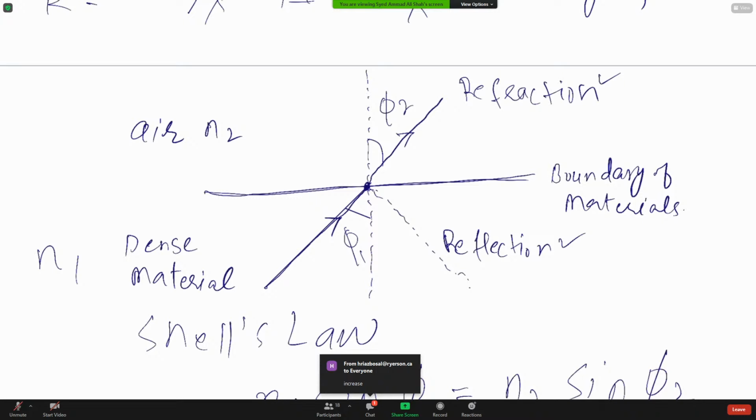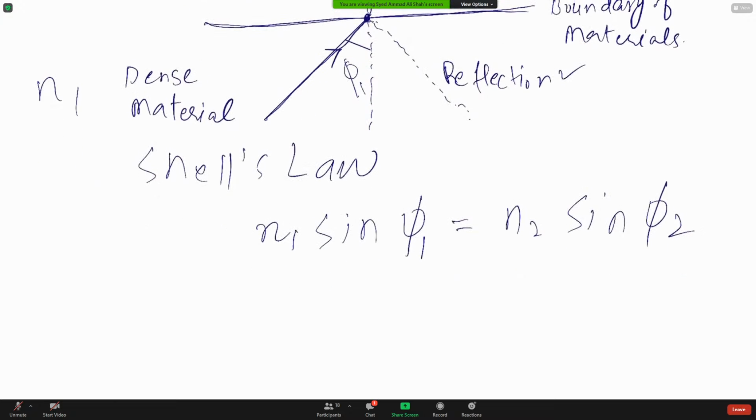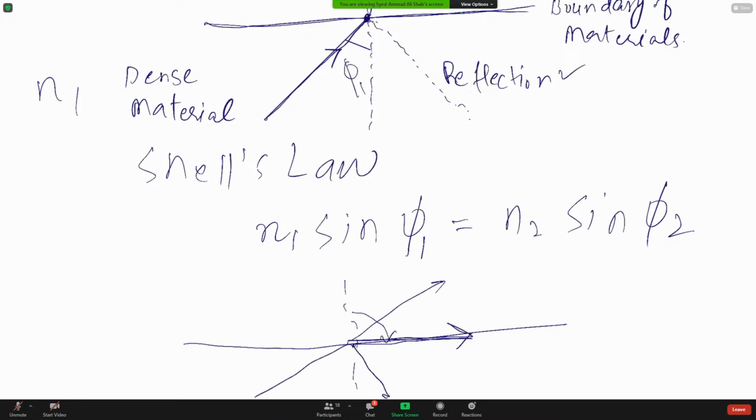Would it increase? Yeah, it would increase. Why? Because, let me draw. So you have light here and it's going out. So you want this to come here straight like this. Then you will have all the light going in. It means when this phi 2 becomes 90 degrees, the whole light is going inside.